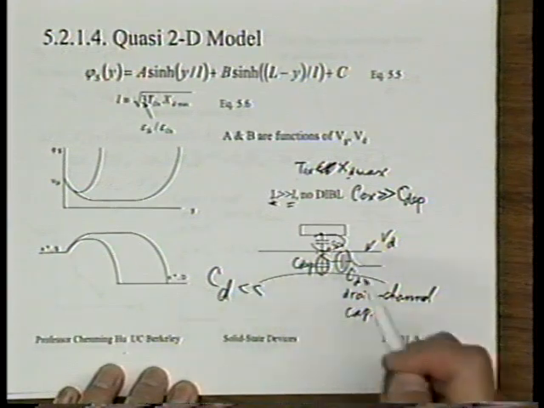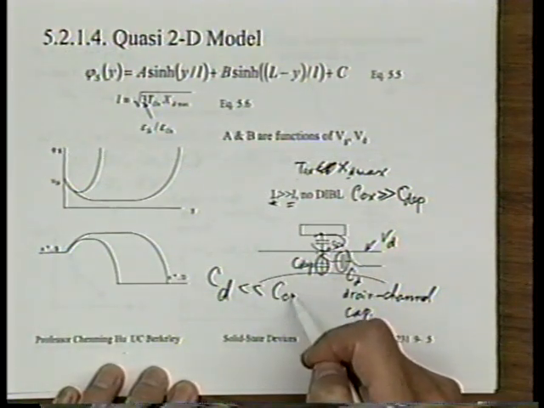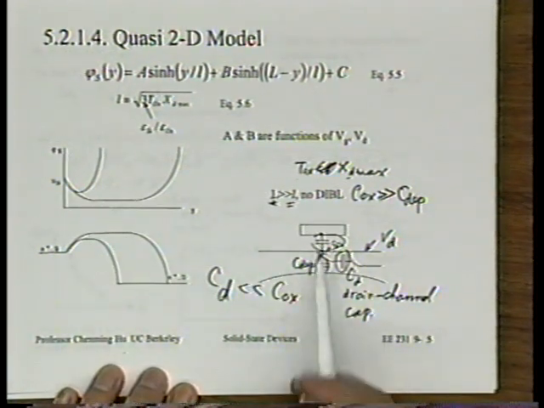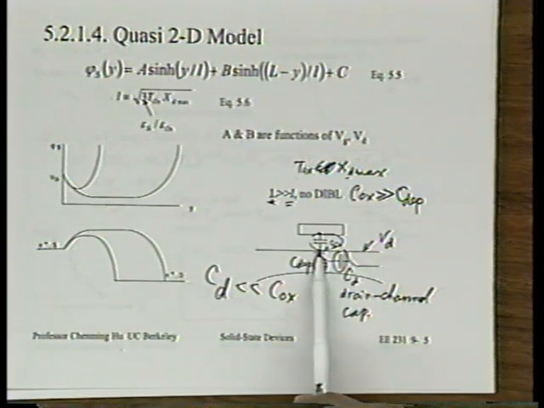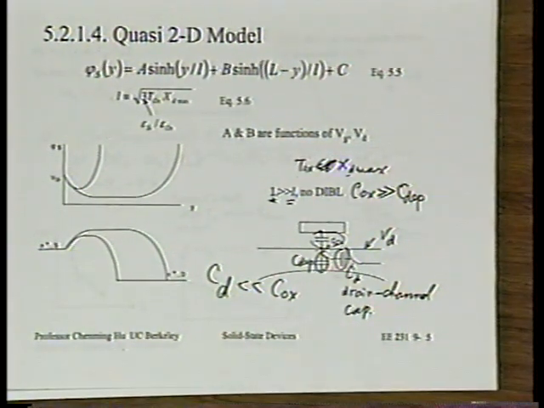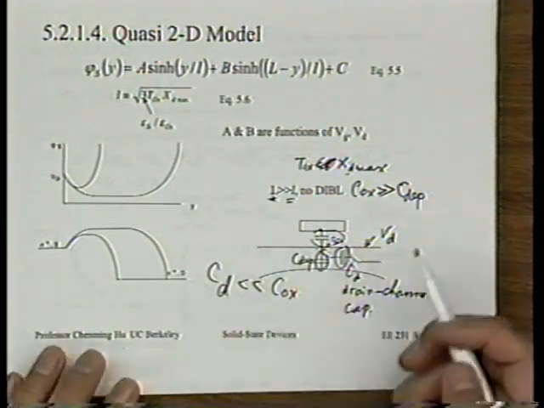The real answer is, what really is important is we want CD to be much, much less than Cox, so that the gate actually controls the channel much better than the drain does. It's the relative size of these two capacitors that determines whether dipole is important or not. Is that right? Does it make sense? Yes, that's right.